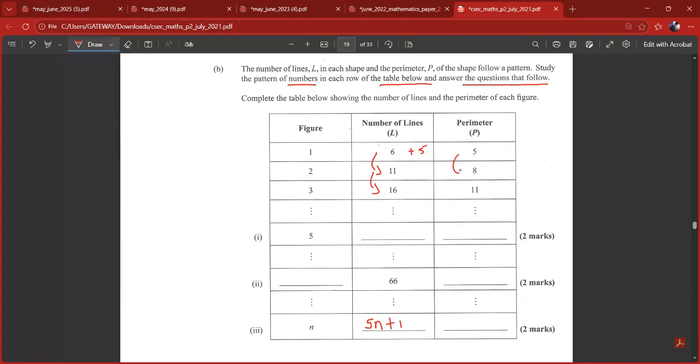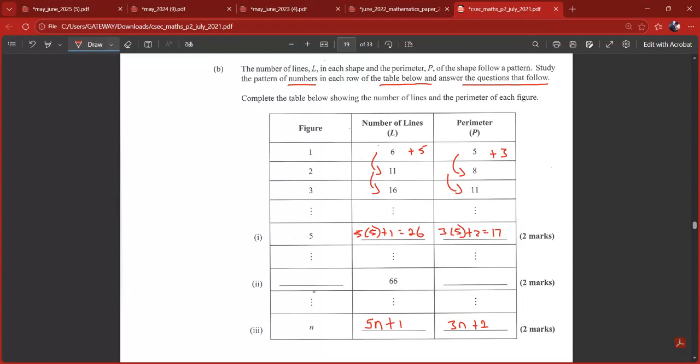Then for the perimeter, you're coming down, see if it's increasing by a fixed amount, which is basically 3, correct? So you put 3n now. Try for figure 1. 3 by 1, which is 3, but you have 5 there, so you add 2. Try it for figure 2, 3 by 2, which is 6, plus 2, which is 8. For figure 3, 3 by 3 is 9, and 9 plus 2 is 11. So it works out. Right? So we have 3n plus 2. So now we use these formulas to fill out the rest. So this will be 5 by 5 plus 1. 5 by 5 is 25 plus 1, which is 26. Then this is 3 by 5 plus 2, which is 15 plus 2, which is 17.